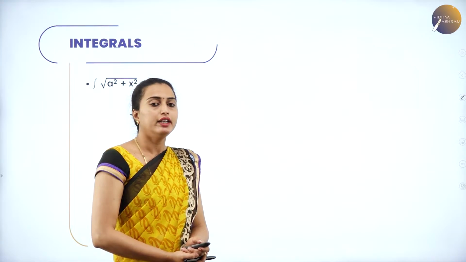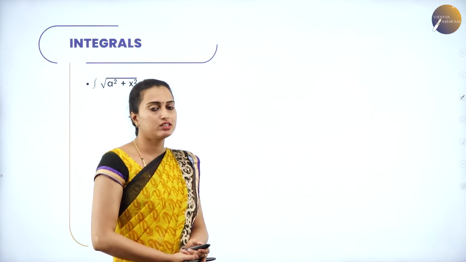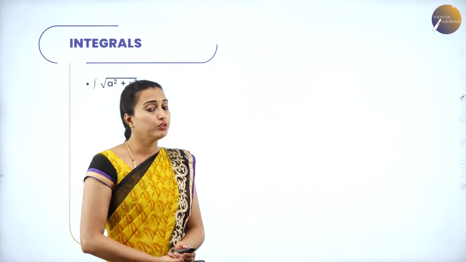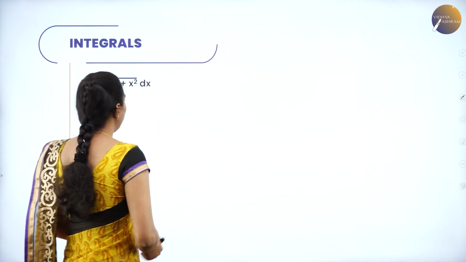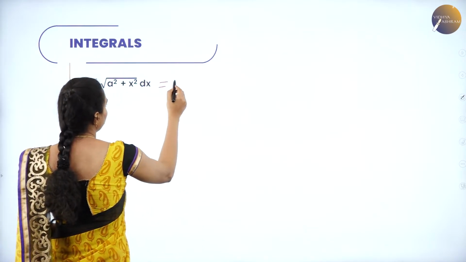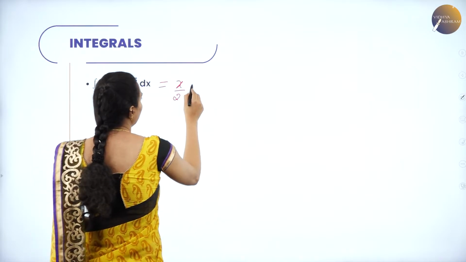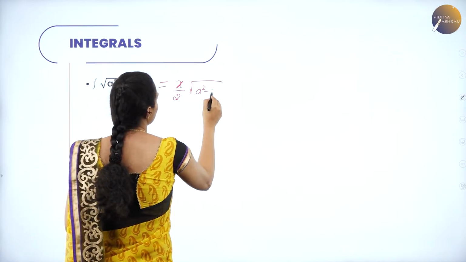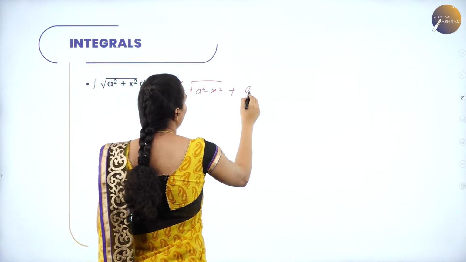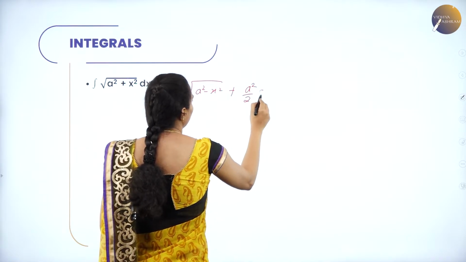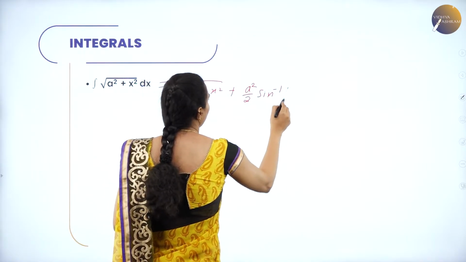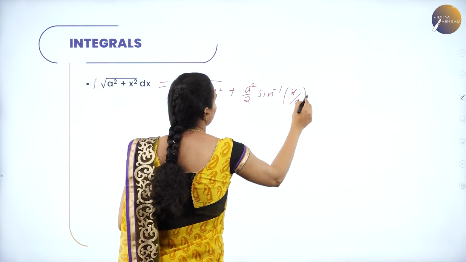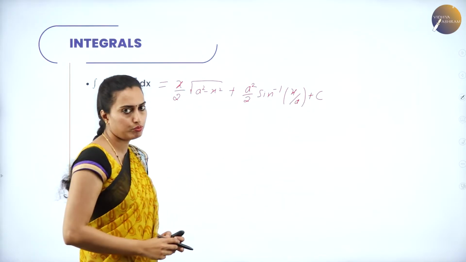What they have asked: integral of a squared minus x squared into dx. So what you need to prove here? So you have to prove that, which implies x by 2 into under the root a square minus x square plus a square divided by 2 into sine inverse of x by a plus c. This is the proof you need to prove here, right?